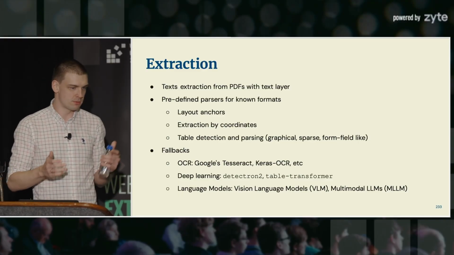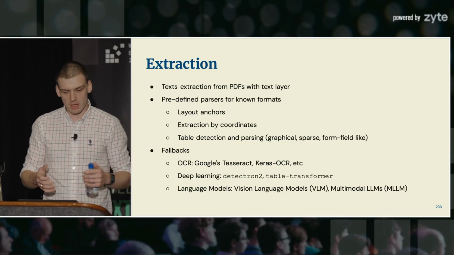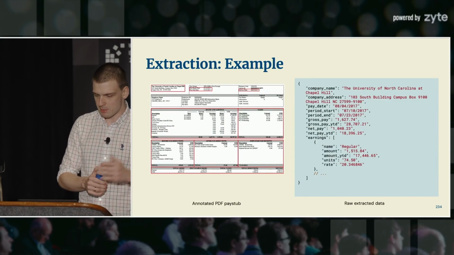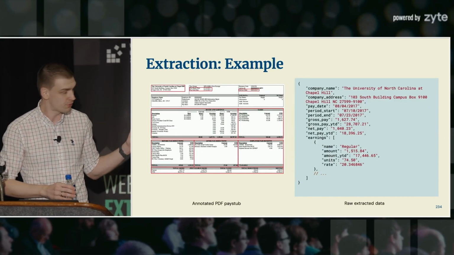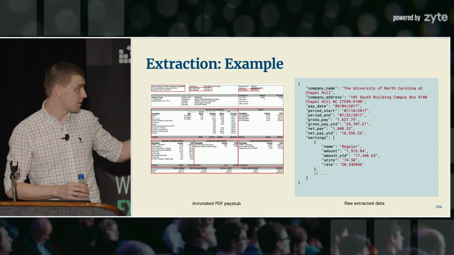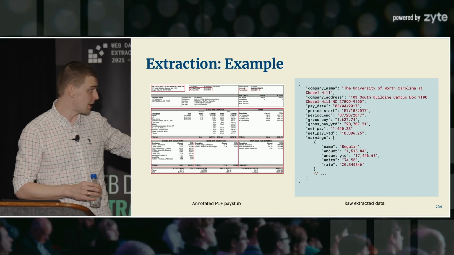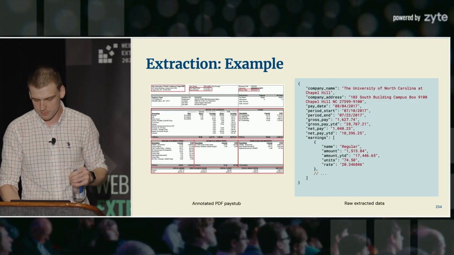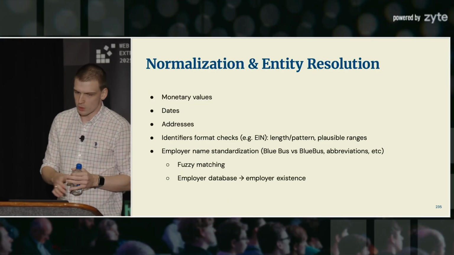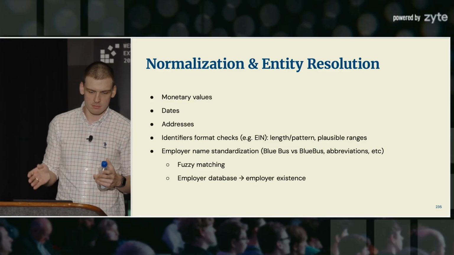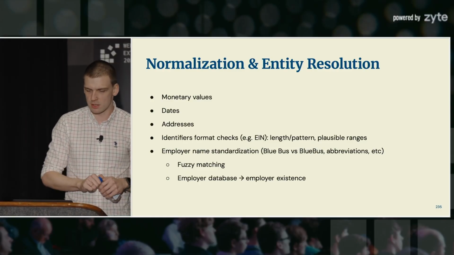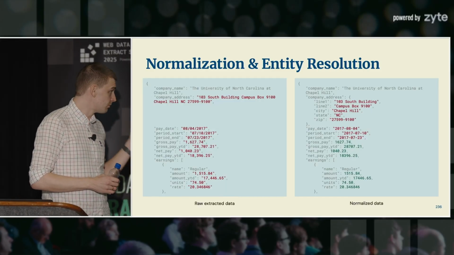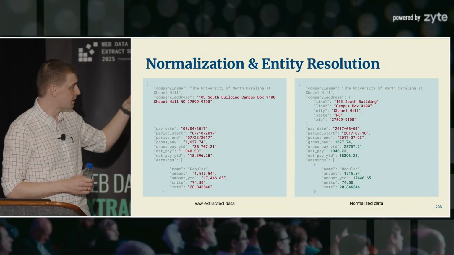Writing manual parsers when a text layer is available in PDFs, with fallback on OCR, deep learning, and language models. In this example, we extracted some data from the sample paystub we saw earlier. For now, as you can see, the data is not normalized yet. Dates are in US format, and money is in string format. So during normalization, we clean data types like money, dates, identifiers, and do entity resolution such as addresses and employer names. This turns raw strings into structured and comparable data.